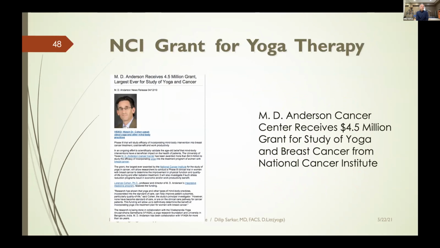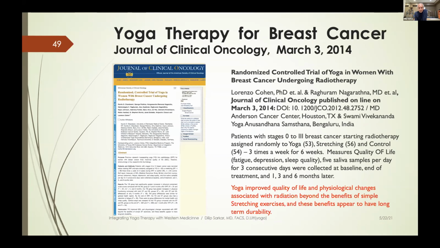This is the first grant from the National Cancer Institute. It was given to MD Anderson Hospital. This is Lorenzo Cohen. He wrote the book with Sadhbir Khalsa and Charlie Tellis, four of the authors, and I will show you the book also. They got a grant for yoga therapy for breast cancer. They went back again to their protocol, took it to SVYASA, and in collaboration between SVYASA and MD Anderson, they published a paper in the Journal of Clinical Oncology on yoga therapy in breast cancer.